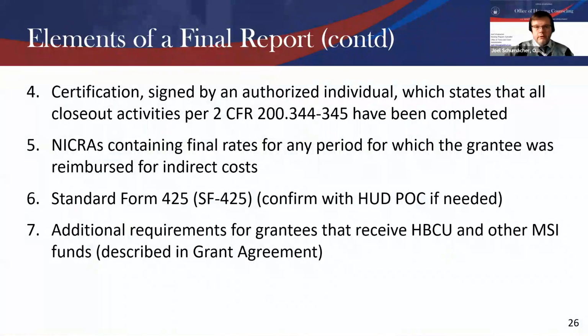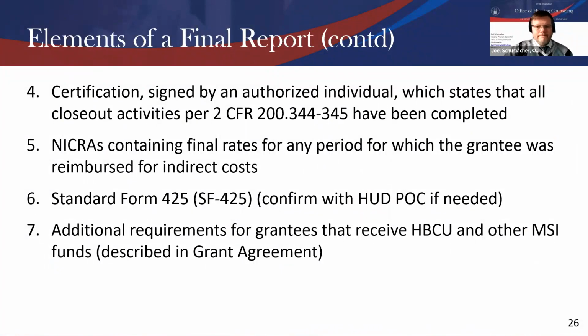And there are separate trainings on indirect cost rates if people have questions on that. But during the final report, you'll need your NICRAs that have finalized those previously provisional rates for any time period for which you sought reimbursement for direct costs in accordance with your NICRA. There's the SF 425 as applicable. And for those grantees which have opted into the MSI initiative in FY21 and FY22, there are additional requirements for that initiative as specified in the grant agreement.